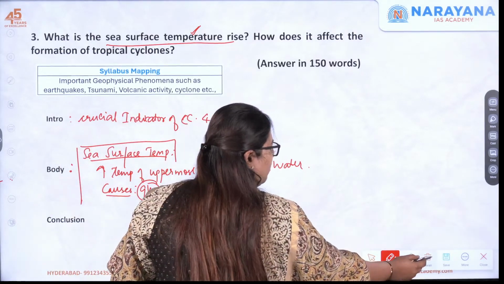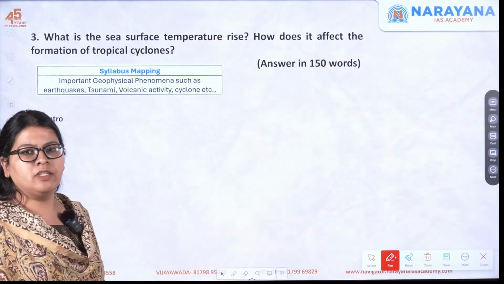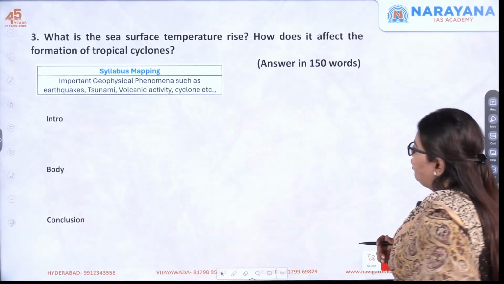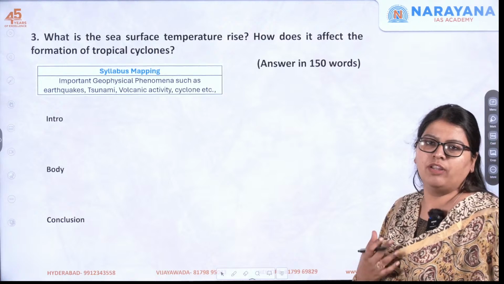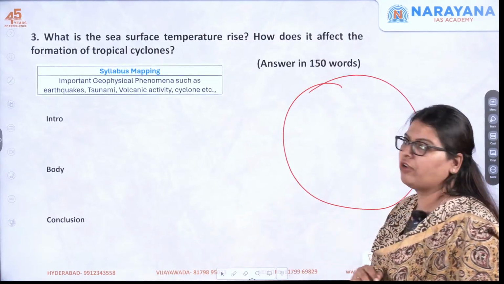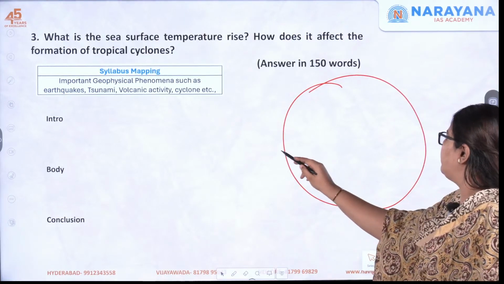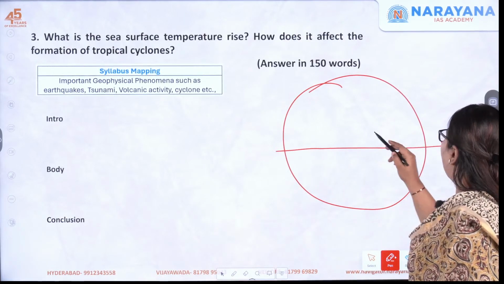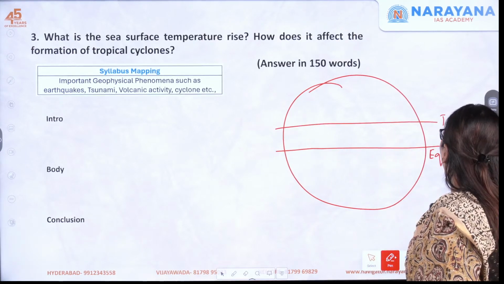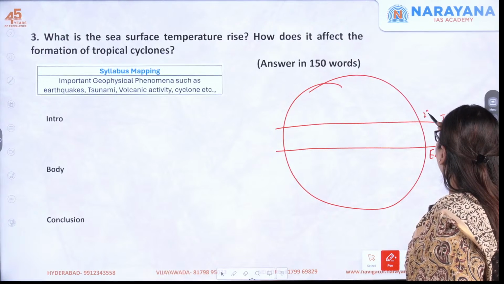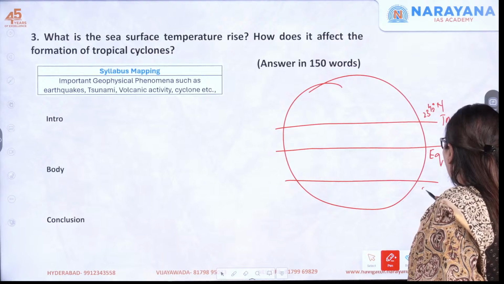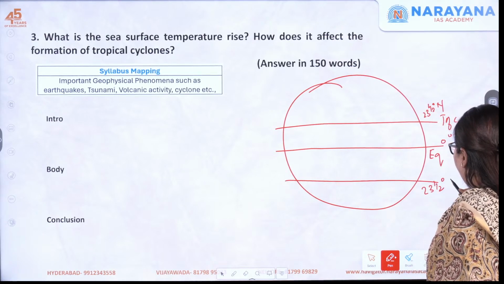Okay, so now let us quickly understand this concept of tropical cyclones. What do you mean by tropical cyclones? Let me deal with the concept for a couple of minutes. First of all, this is the surface of the earth, and this is your equator. This is your Tropic of Cancer, that is 23.5 degrees north, and this is the Tropic of Capricorn, that is 23.5 degrees south.